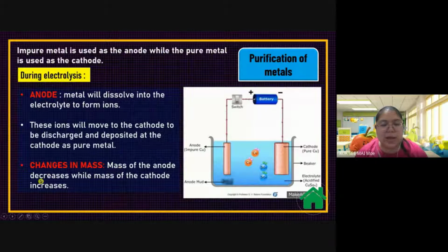The mass of the anode will decrease, because the ions already dissolved into the electrolyte. Then the mass of the cathode will increase, because just now the ions will stick to the pure copper. So finally, the pure copper will become thicker and thicker. Then the impure copper will become thinner. Okay, this one we call purification. They make the pure copper become thicker. This one is called the purification method.